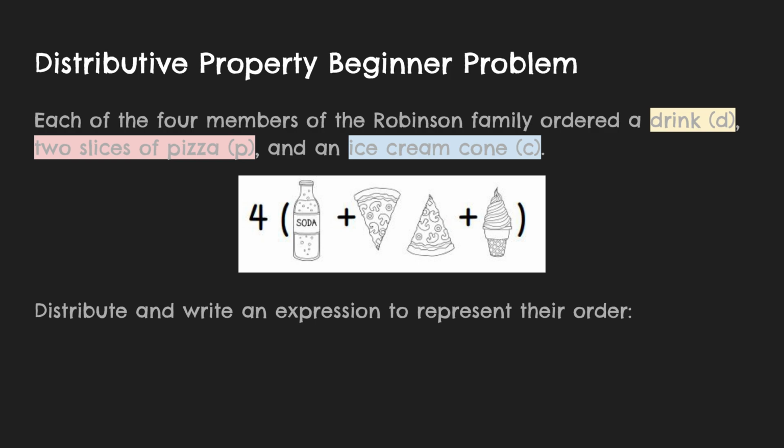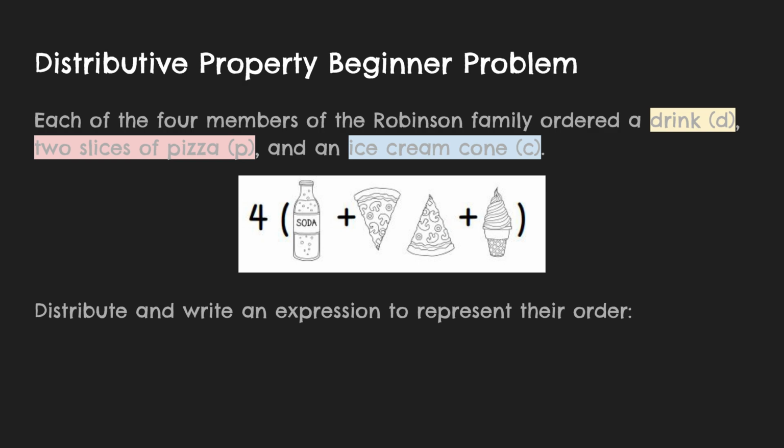All right, I like this problem. Each of the 4 members of the Robinson family ordered a drink, 2 slices of pizza, and an ice cream cone. Now notice, even though there's 2 slices of pizza, we're just using one variable P. I don't want that to be confusing. So the 2 pizzas together are going to be one variable. Distribute and write an expression to represent their order.